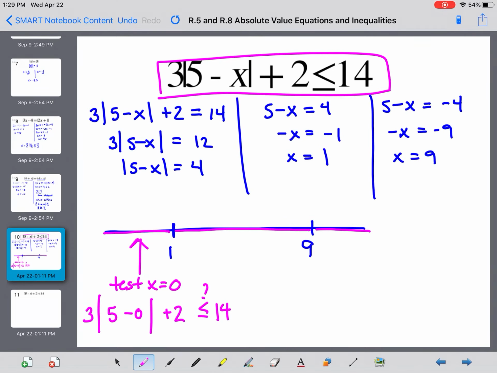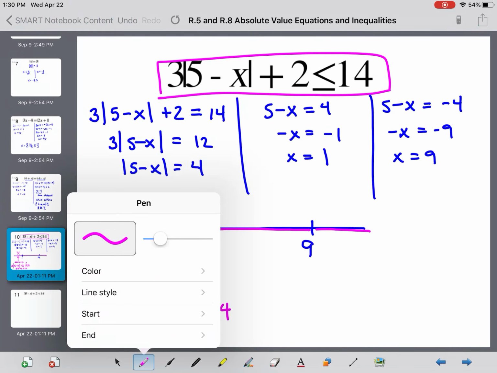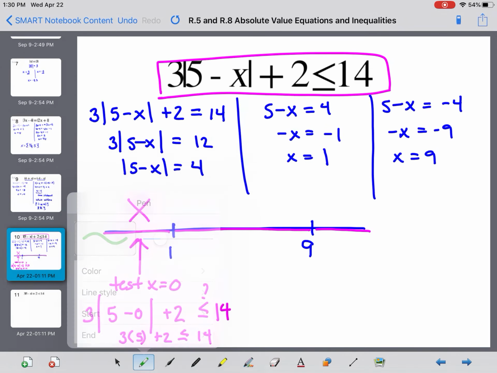So let's see, 5 minus 0 is 5, absolute value of 5 is 5. So this one is really 3 times 5 plus 2. Is that less than or equal to 14? And the answer here is no. It looks like I'm going to get 17. So I'm going to put a big X right there because that interval did not work. So let's move and let's test a number in between 1 and 9.